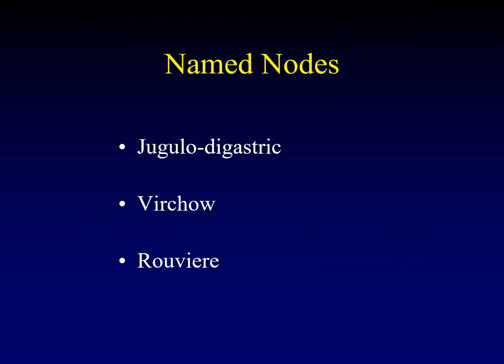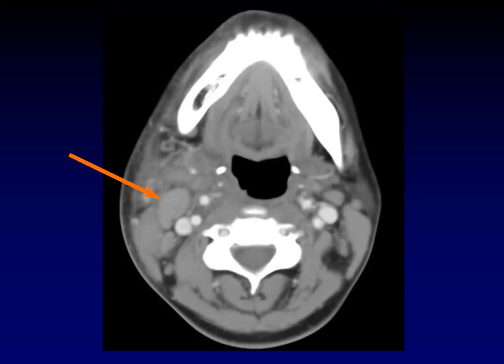There are a few lymph nodes that get special names: the jugular-digastric node, the node of Virchow, and the node of Rouvier. This is the jugular-digastric node. It lies right at the boundary between level 2 and level 3. It's important because it can be much larger than its counterparts even when it is normal. People who like thresholds will use 1 centimeter long axis diameter for most nodes in the neck, but they'll allow the jugular-digastric node up to 1.5 centimeter because it's often just a little bit bigger.